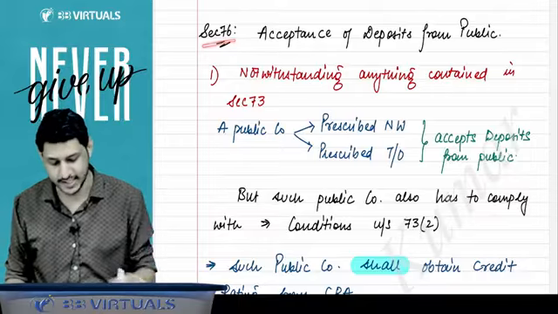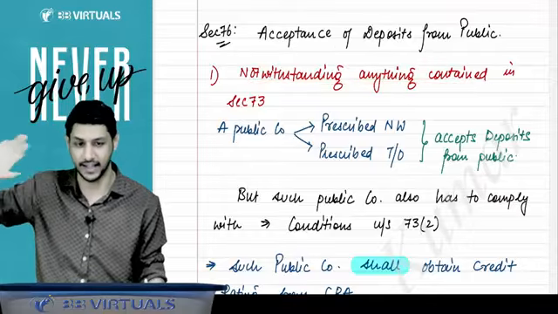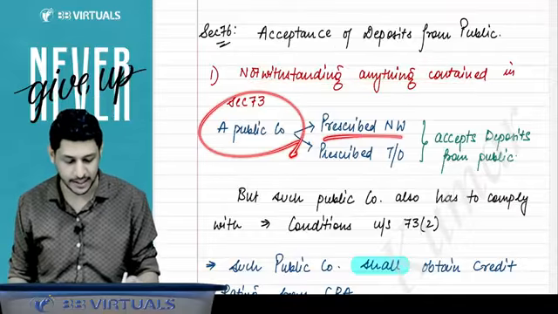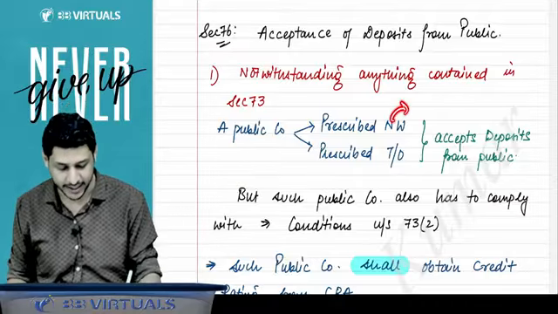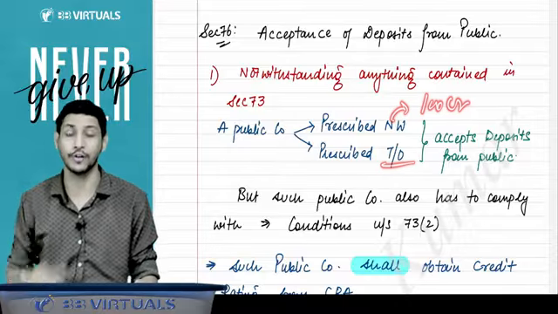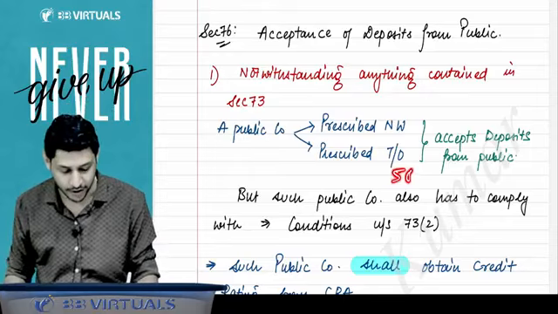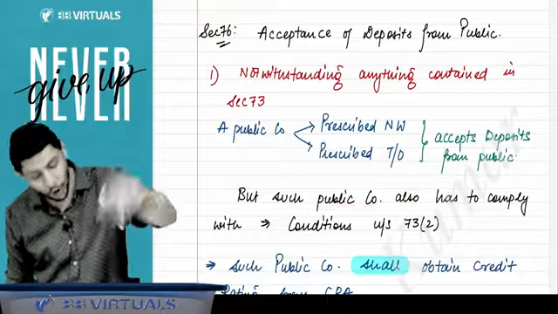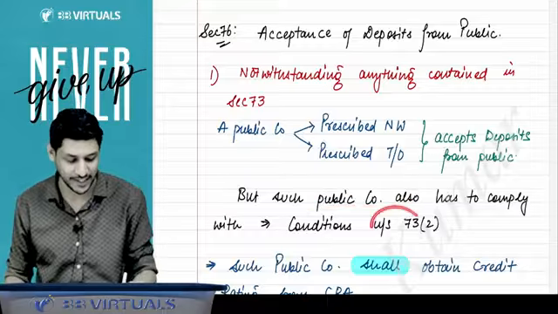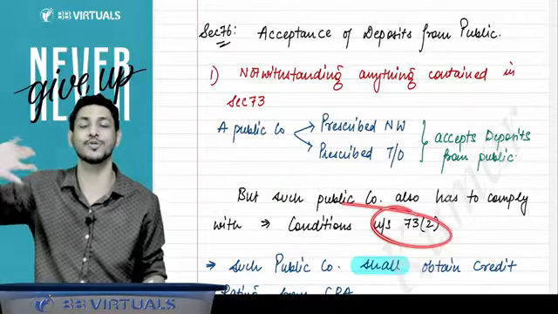Section 76 says, acceptance of deposit from the public, notwithstanding anything contained in 73. A public company which has a prescribed net worth, prescribed turnover, I already told you. Prescribed net worth, that is 100 crore or more. Prescribed turnover, what is the prescribed turnover? Sir, it is 500 crore or more. Such a company can accept deposit from the public, but that public company also has to comply with the conditions of section 73. That means you have to comply with the section 73 conditions only.